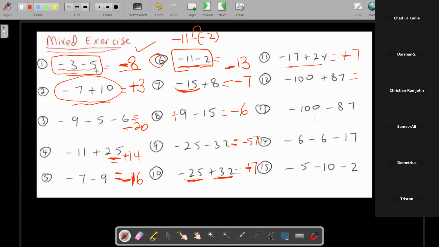Right, I'll do the rest here. We're going to move on to the new topic. Pay attention. Different signs, subtract, and keep the sign of the bigger number. 100 take away the 7 is 15. So we get -15 here.